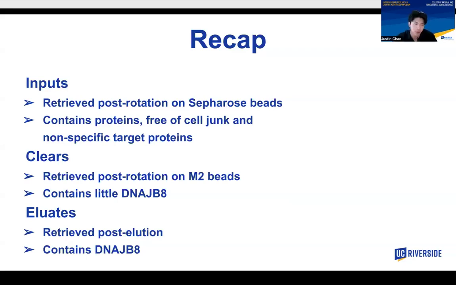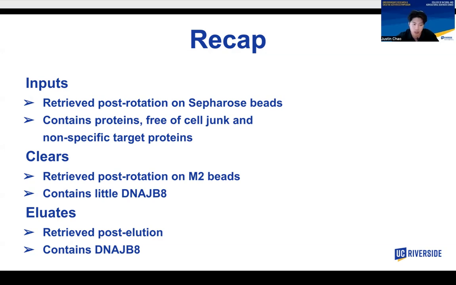For a brief recap, we now have 3 solutions that we've reserved from our extensive immunoprecipitation protocol. First, we have our inputs, which were taken post-rotation on Sepharose beads. Because Sepharose beads pull down cell junk and nonspecific target proteins, this solution of inputs should theoretically still contain DNAJB8 and other little proteins floating around, but be free of cell junk. Clears, on the other hand, were retrieved post-rotation on M2 beads. As you recall, M2 beads pull down DNAJB8s, so this solution should theoretically be clear of DNAJB8.